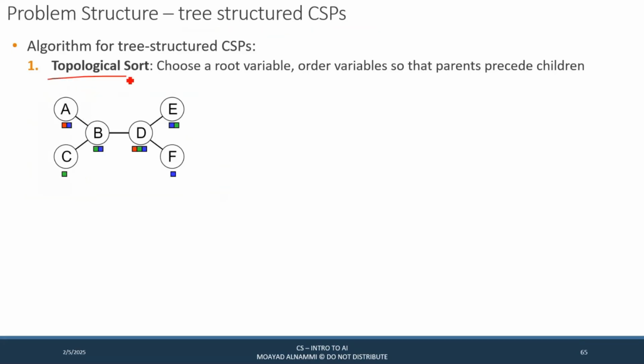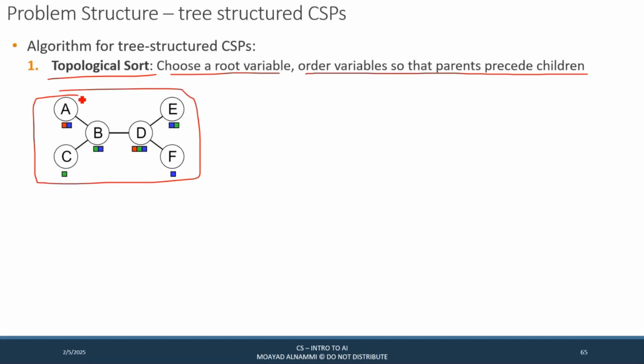And first of all, topological sort: you want to choose a root variable, and order variables so that the parents precede the children. So this is a tree-structured CSP. You want to topologically sort the vertices, right? And for a tree-structured CSP, topological sort just means you want to find an ordering of the vertices such that the parents are going to come before the children in this list.